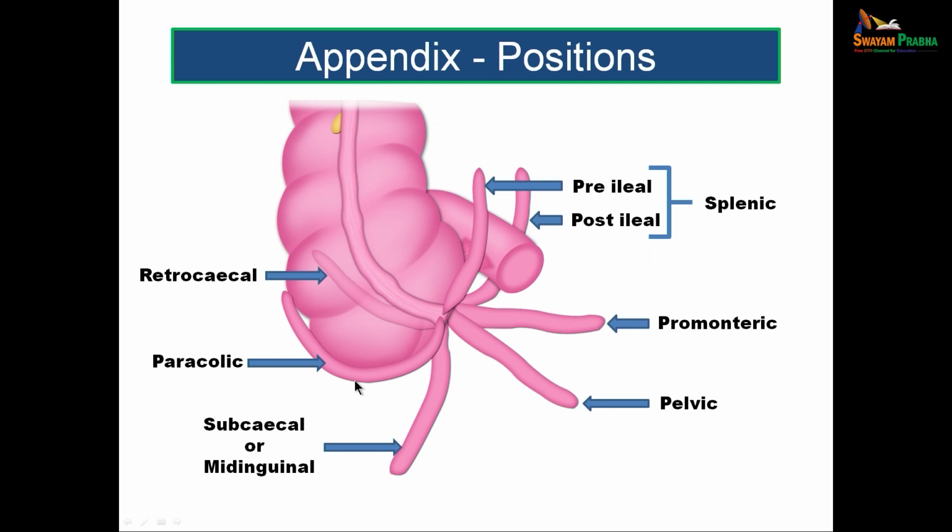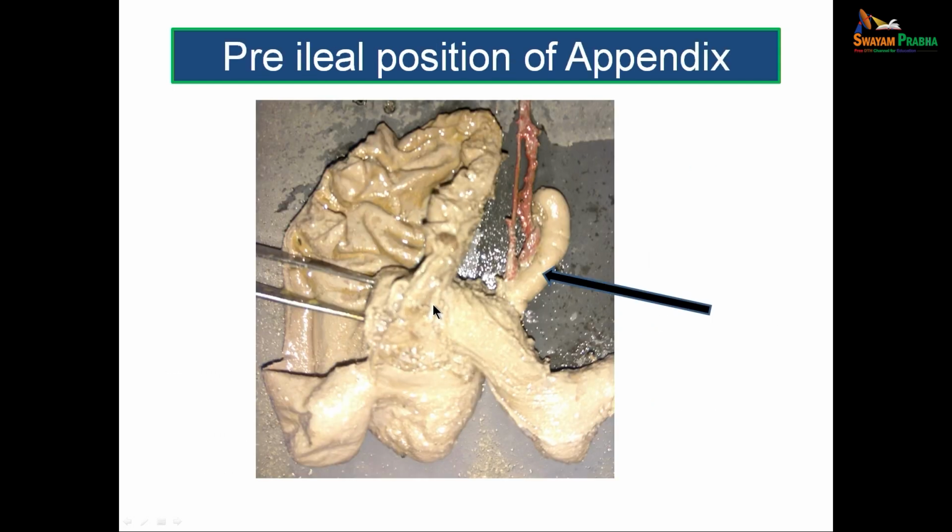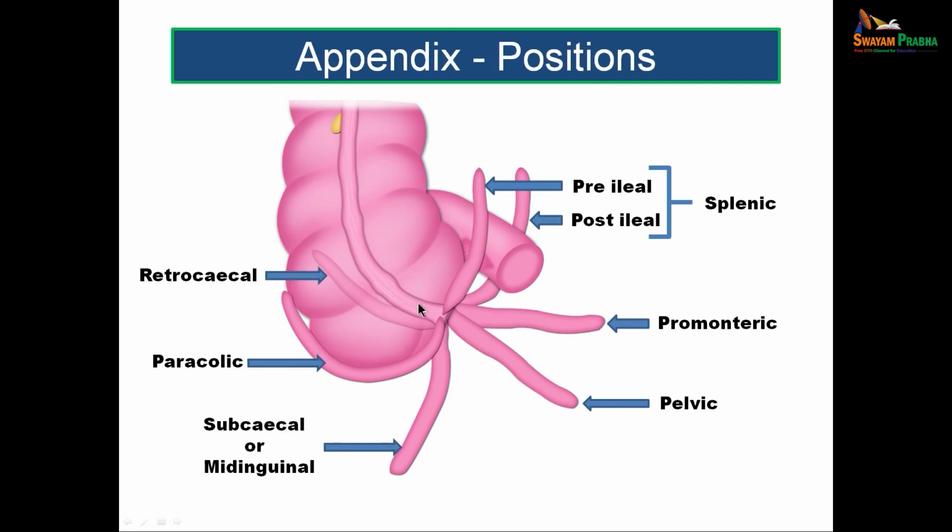So, based on this, you have different positions for appendix. Now, here is the taenia coli, which acts as a guide for the base of the appendix, because once you trace the taenia of the cecum, you find that the appendix can be caught on while doing a laparoscopic surgery. So, identification of appendix is by looking at the taenia of the cecum, which leads it to the appendix. So, that will be the base of the appendix. The tip can point in any direction.